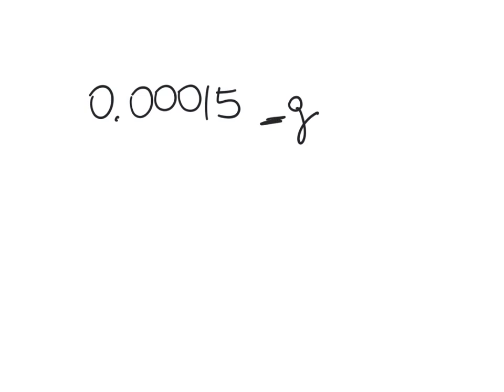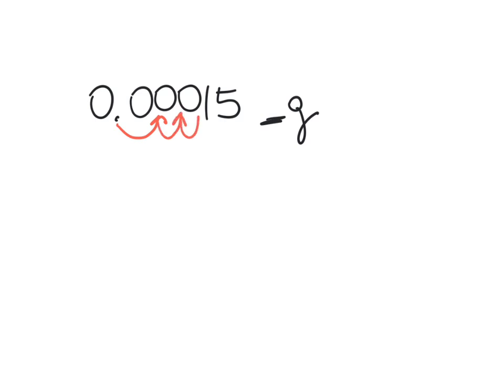So let's say we're going to take an example, 0.00015, and then my unit will be gram. Gram is one of the base units. Notice there's no prefix here, so that means it is the easier way to reflect that number. We're going to go ahead and start with writing this number in scientific notation.